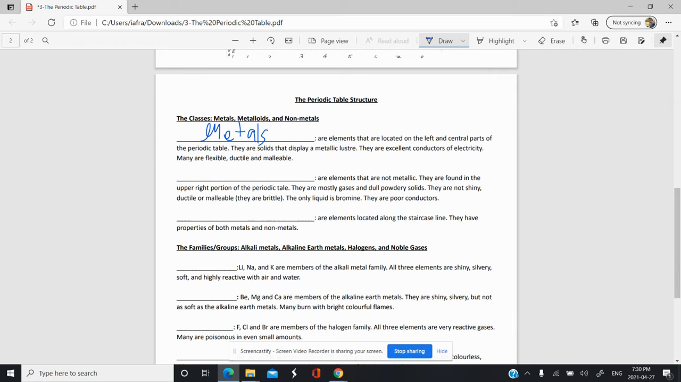And then anything that seems to be the opposite of that description, so something that's dull, that's not malleable, that's not ductile, that are poor conductors, those would be the non-metals. And then there's one more class left, which is basically along the staircase and somewhere in between both metals and non-metals, and we call those the metalloids.